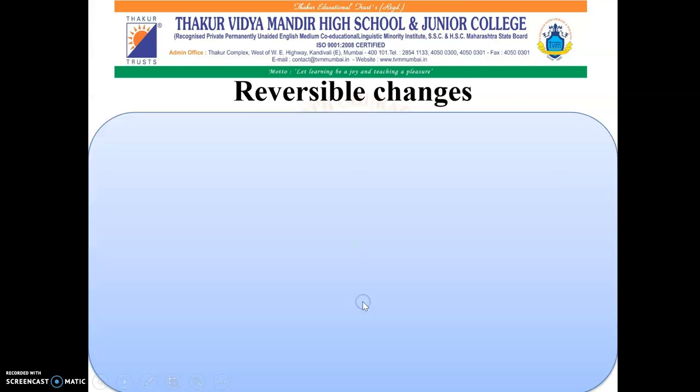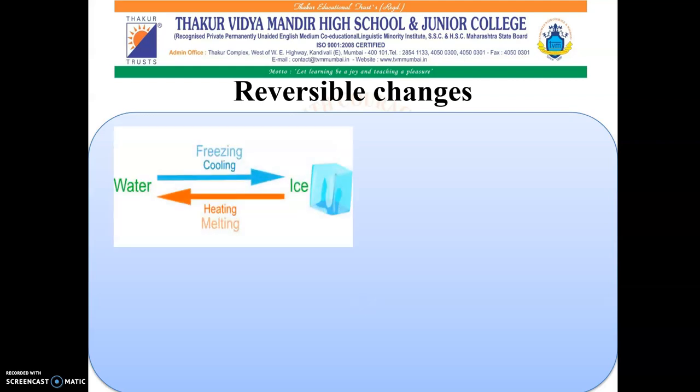Now let us see what are reversible changes. Opposite of irreversible changes. In irreversible change, we cannot get the original substance back, right? In reversible changes, we can get the original substance back. For example, when we are cooling the water, water is getting converted into ice. Again, you take out the ice from the fridge and keep it at the normal temperature. It will start melting and again it will convert into water. So, water to ice and then from ice to water back, right? It is a reversible change because you can convert ice back into the original form, that is water.